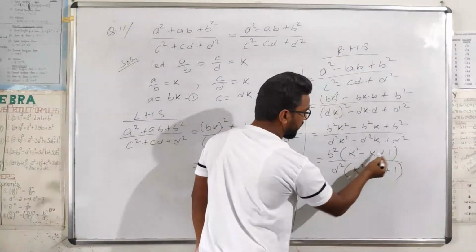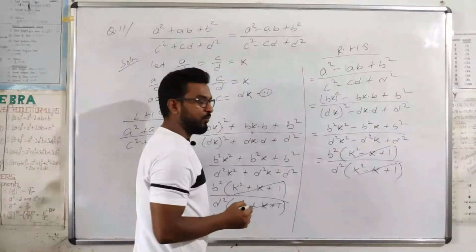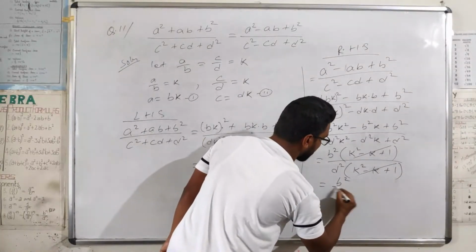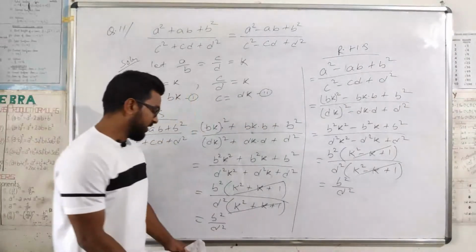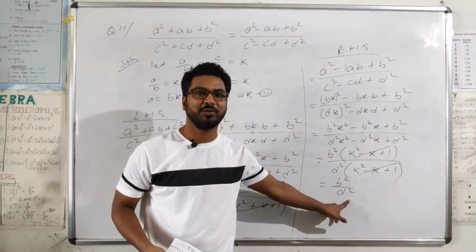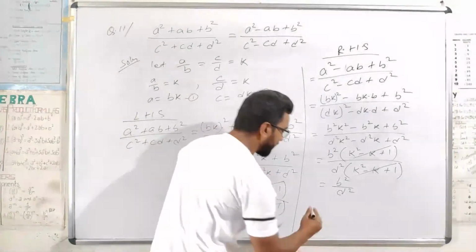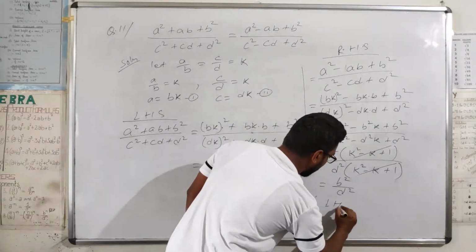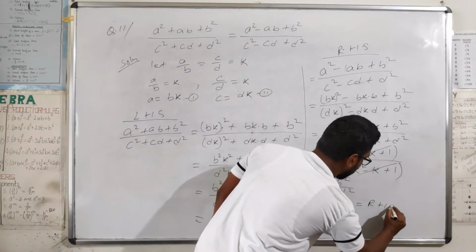Okay, now again you see this term and this term are the same. What do we get? b square by d square. In the left hand side also we got b square by d square. In the right hand side also we got b square by d square. Therefore, left hand side is equal to right hand side.